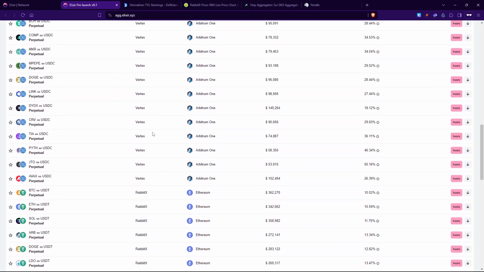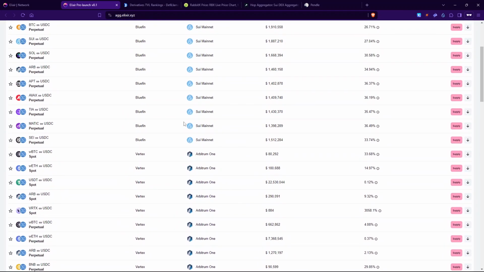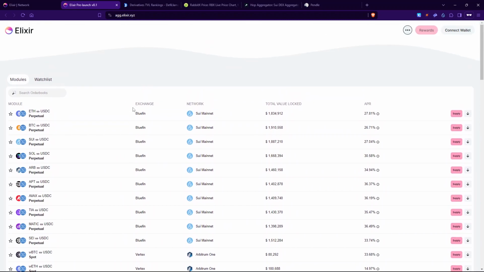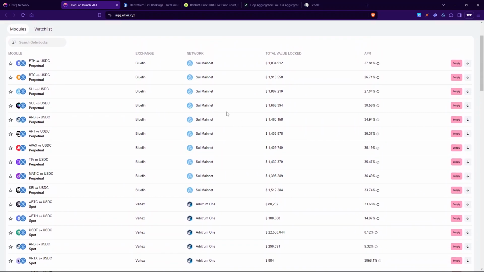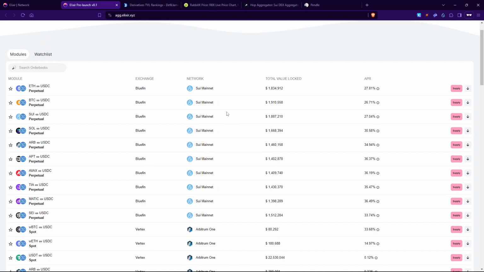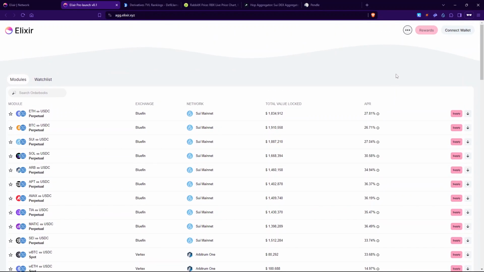Okay, yeah, and on Arbitrum it is Vertex, and on Sui it is Bluefin. So which one is good to provide, right? It depends on your risk strategy. If you're pretty familiar with Sui, I would say it is okay to provide on Sui.